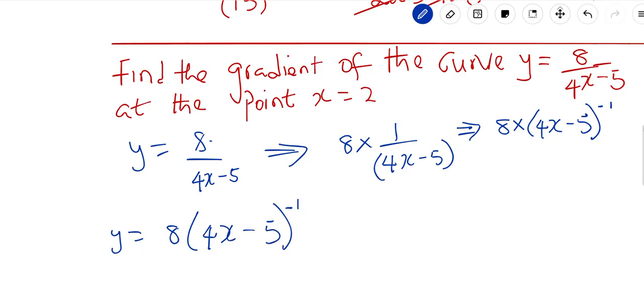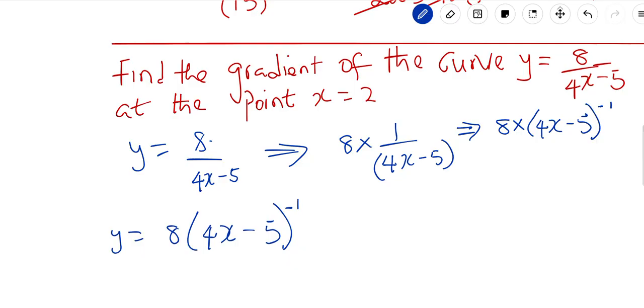So looking at this now, I can use the chain rule to differentiate this equation. If I use the chain rule, this means I'm going to differentiate the inner function and also the outer function. If you don't understand chain rule, I have a tutorial where I explained the rules of differentiation. Chain rule was one of them.